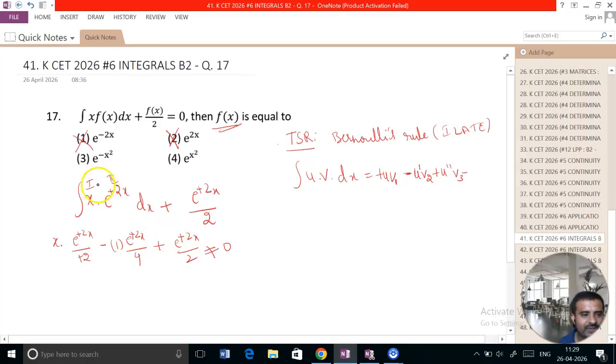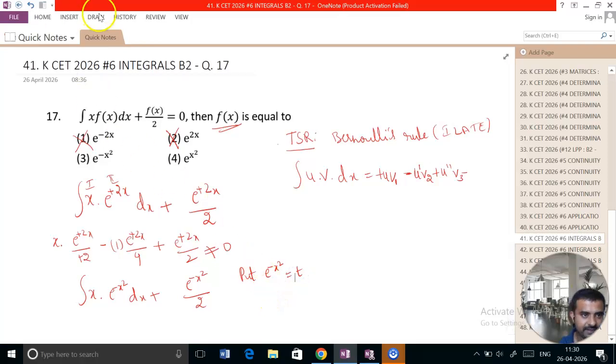When it comes to option 3, we have to consider the integral of x into e power minus x square with respect to x, plus e power minus x square divided by 2. Here we can't apply Bernoulli's rule because we have x square, so we have to go with the substitution method.